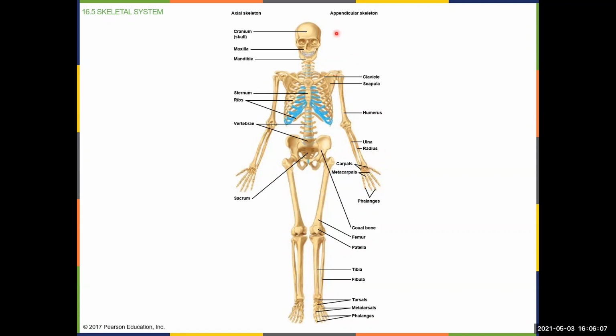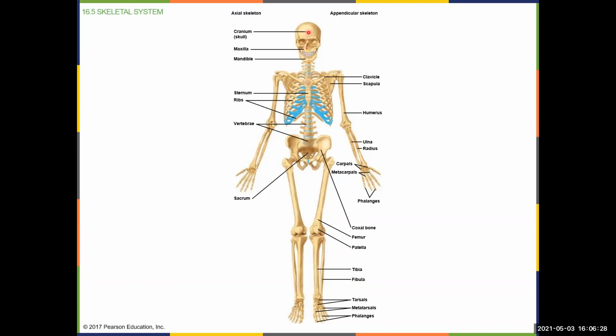And so what we're going to focus on is bones in different categories. We're going to start with the axial skeleton, which is bones on the center line, basically. That's your cranium, your maxilla, your mandible, your sternum, your ribs, your spinal column, so your vertebra.